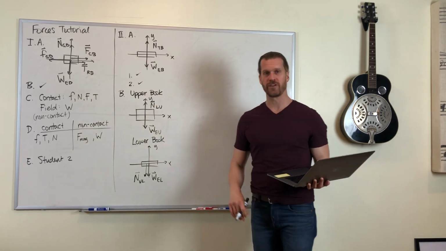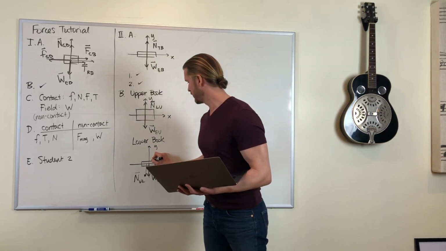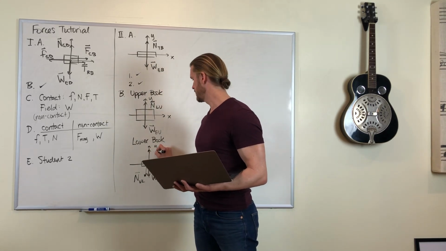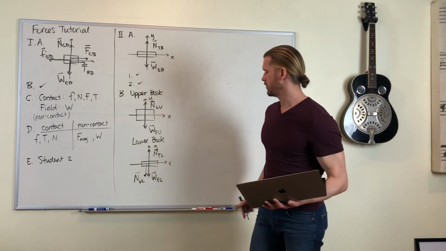And that lower book is stationary. It is not accelerating, it's not falling. So there must be an upward force holding it in place. So there is the normal force of the table on the lower book, holding it in place.